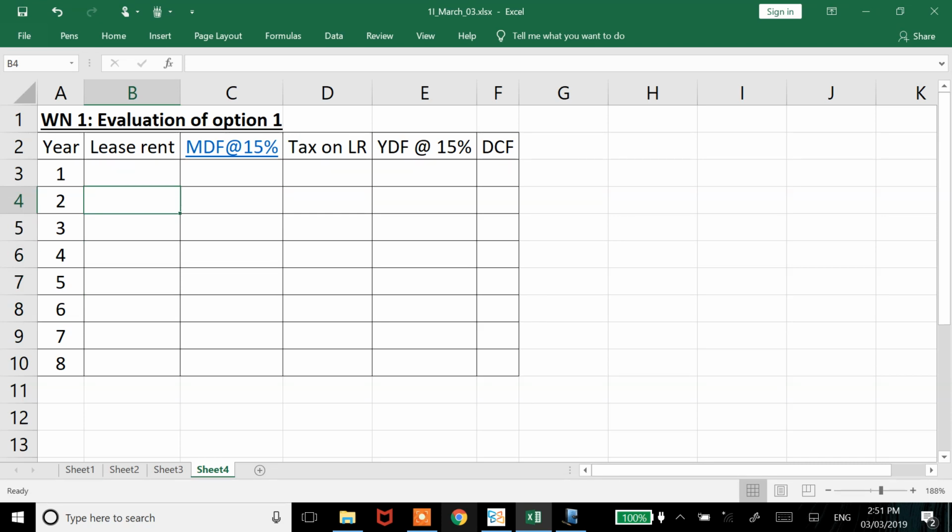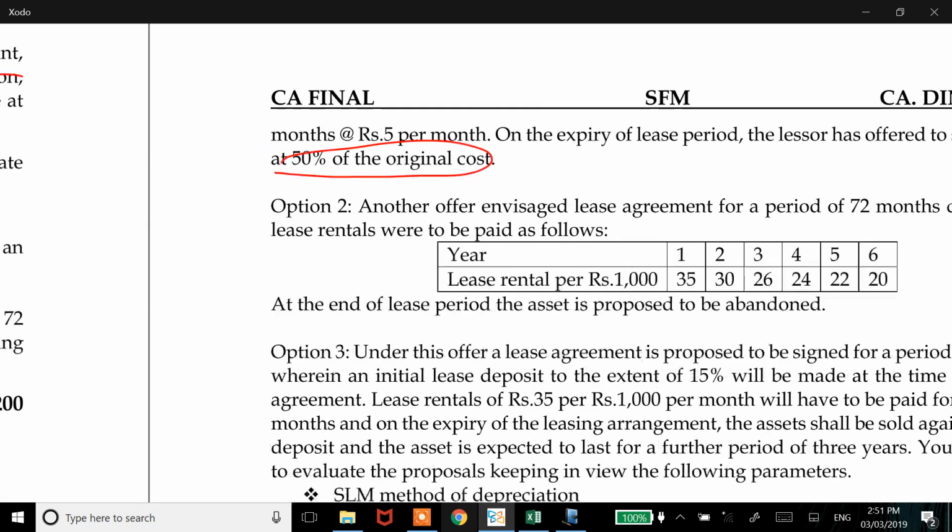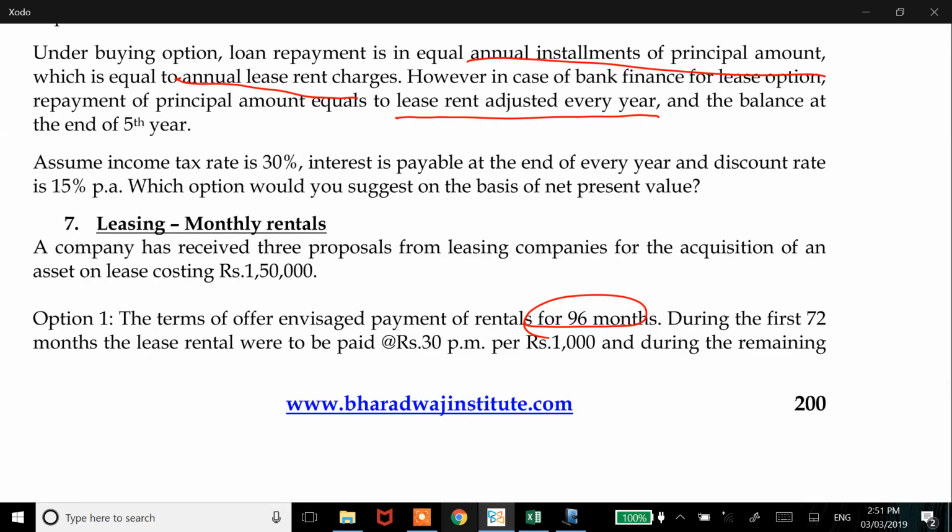8 years cash flow. Can you tell me what will be the lease rent of the first year? First year, what should be the lease rent? Anything else? No, that is okay.